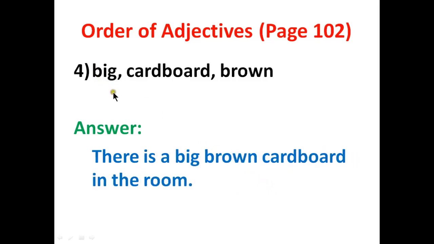Sentence number 4 will be: there is a big brown cardboard in the room. I have written this sentence as the answer for our question number 4 according to the sequence of adjectives. Big is a size adjective. Cardboard is a material adjective. Brown is a color adjective. We have to use all these three adjectives in a proper order. I will repeat the answer. There is a big brown cardboard in the room.